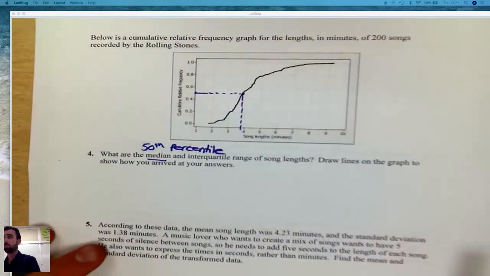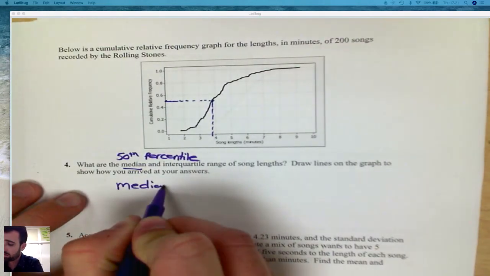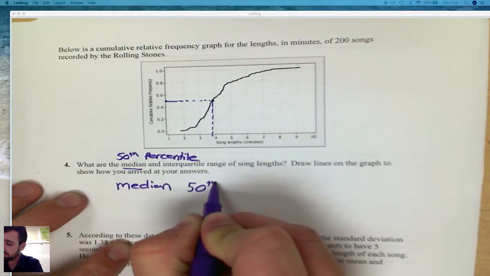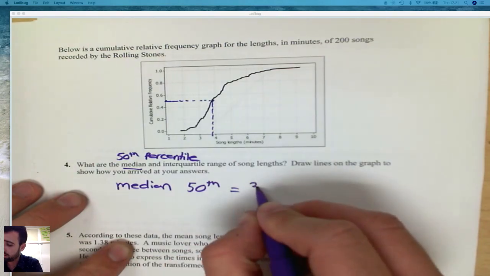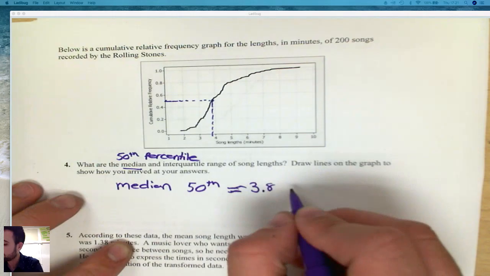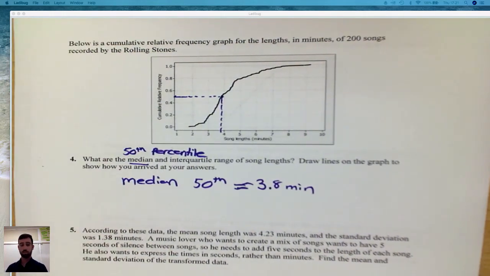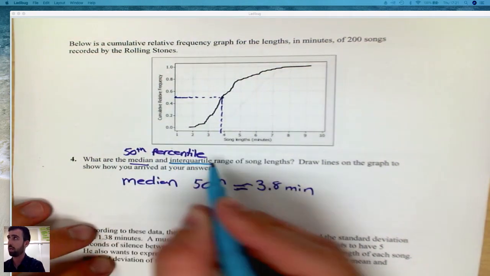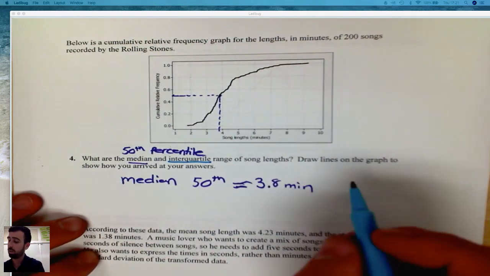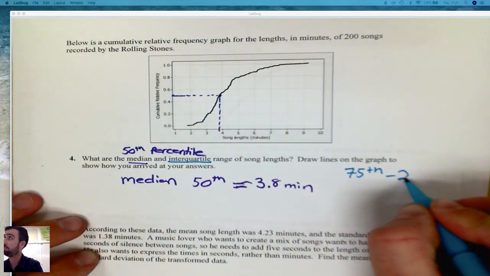Next, it's going to ask for the median. So the median, or the 50th percentile, is going to be at around 3.8, and I'll put just about minutes. Now, another important thing is the IQR. So we're going to look at the interquartile range. So remember, the interquartile range is going to be the 75th percentile minus the 25th percentile.